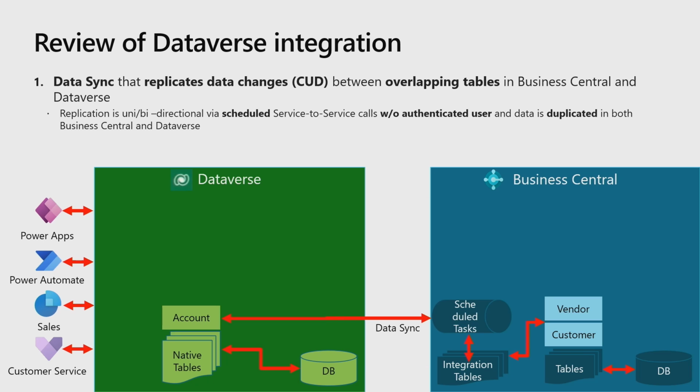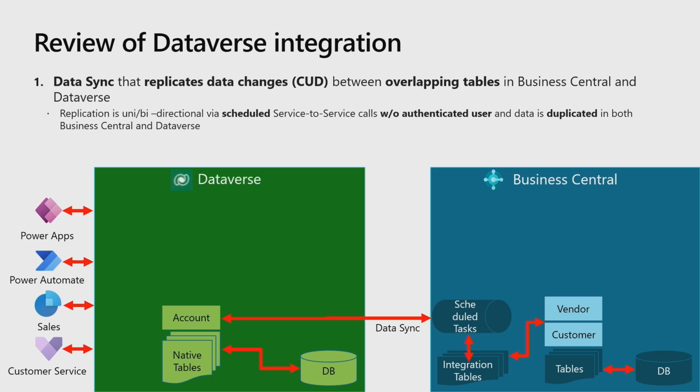First, data sync. Data sync allows replication of data changes when data is created, updated, or deleted between overlapping tables in Business Central and Dataverse. The replication can be unidirectional or bidirectional, and it's not in near real time, but scheduled using service-to-service calls without authenticated user, where all the data will be duplicated in both Business Central and Dataverse.